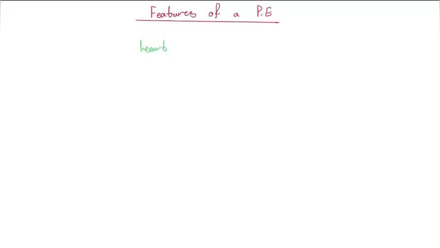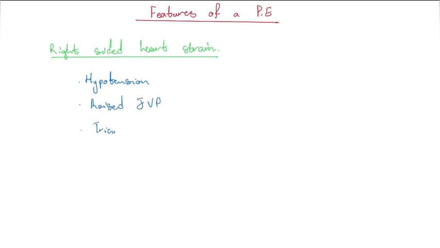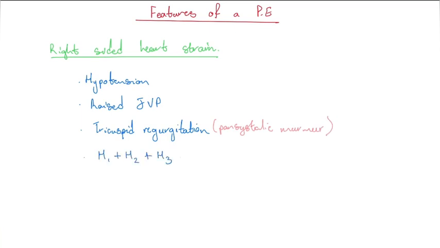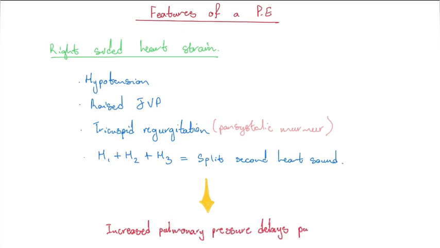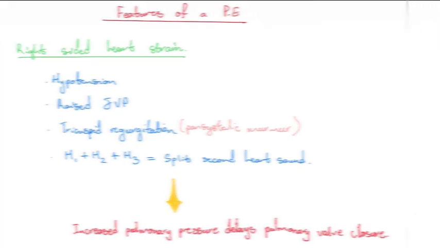Patients with a PE present with features of right-sided heart failure, including hypotension, raised JVP, and tricuspid regurgitation, which is heard as a pansystolic murmur. In addition, pulmonary hypertension results in the split of the second heart sound, as increased pulmonary pressure delays pulmonary valve closure. Investigations for a suspected PE.